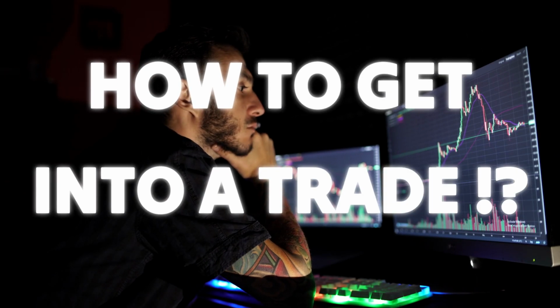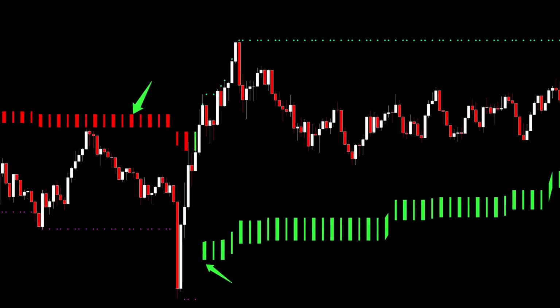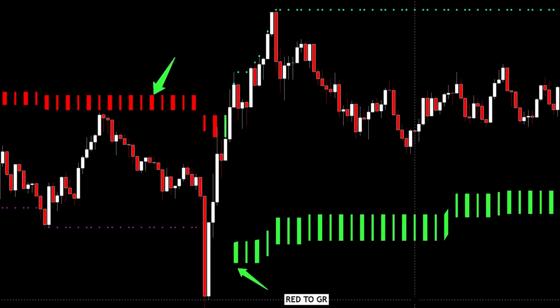Okay, so now we're getting to the good stuff. How do we actually get into a trade? And trust me, it's not as tricky as it might seem at first. So here's the basic idea. Whenever the FTS indicator changes color, like it goes from red to green, it's our first sign that we might have a chance to buy.